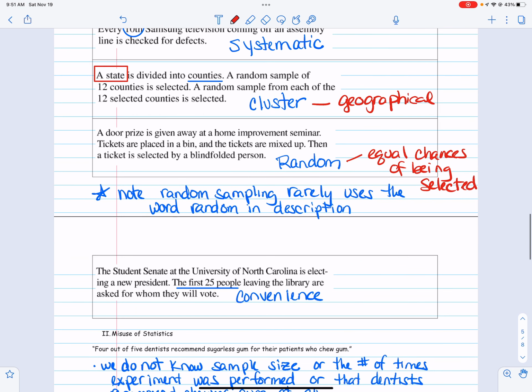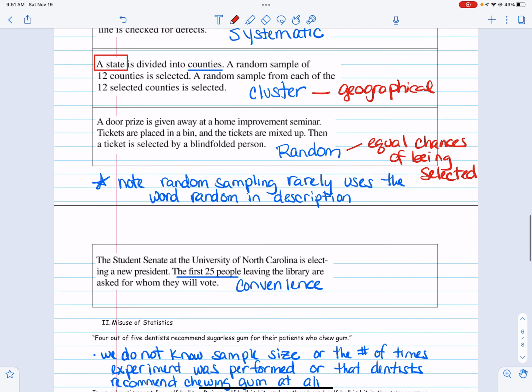And then the last one is just talking about convenience because it's just taking the first 25 people that leave the library. So wherever you're located, you're just going to grab a survey or a sampling of some group that's at a particular place, that's going to be convenient.